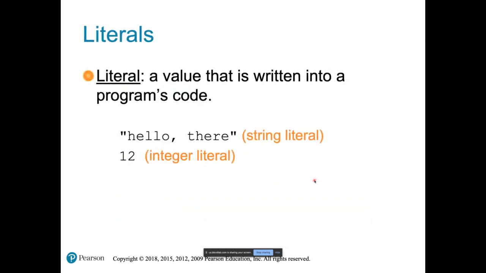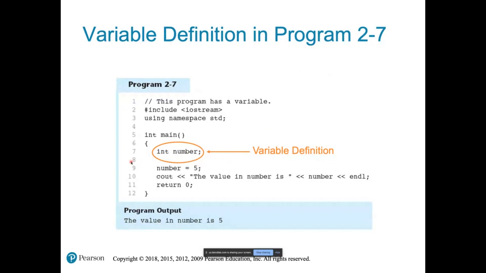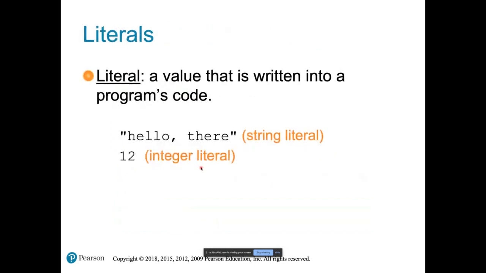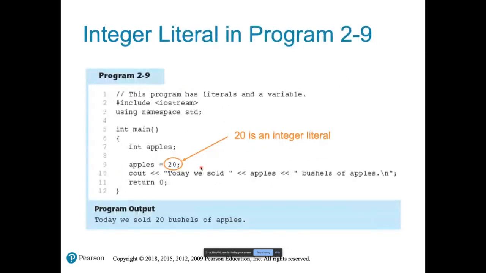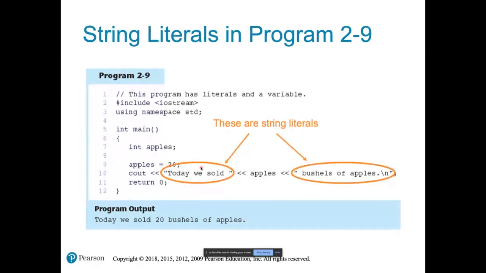A literal is a value that is written into the program code. Like these string literals that you see, hello there, 12. In this case, you see this number 5. This is a string literal right here. This 5 is an int literal. It's written in the code. Anything that you see written in the code is treated as a literal. Here's this example of 20. String literals.